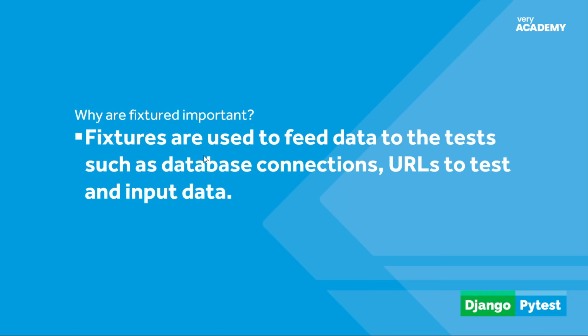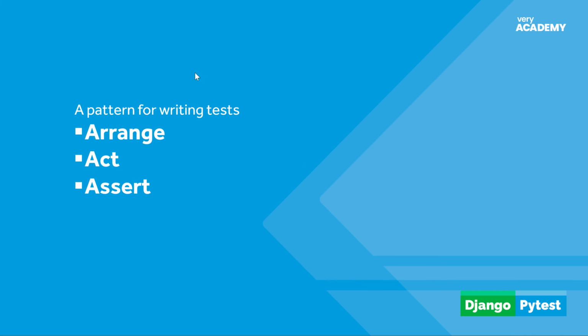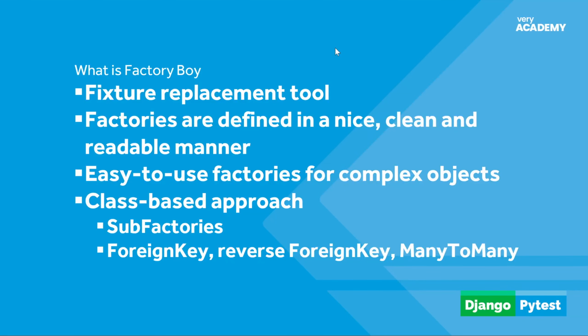So we fed in this idea that fixtures are used to feed data to the tests, such as database connections, URLs to test and input data. That was the general idea of a Pytest fixture. So it's very much at the start of this pattern, in the arrange step. So Factory Boy is a fixture replacement tool.